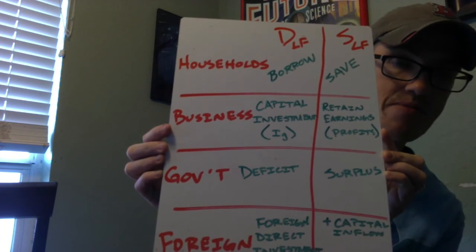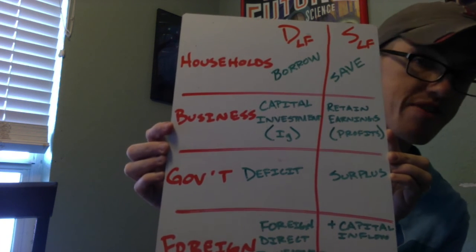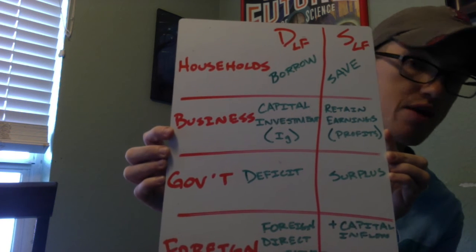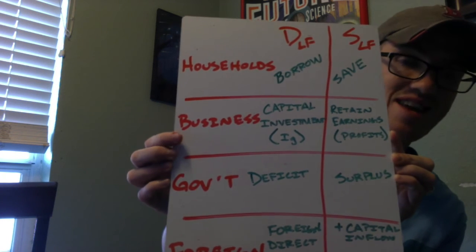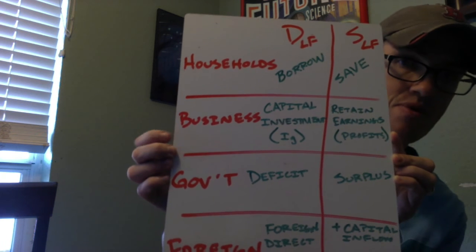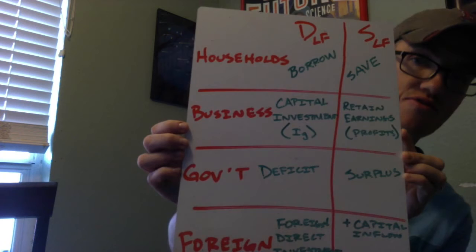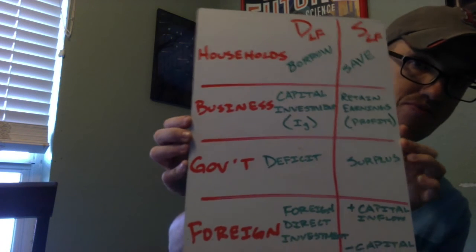Businesses borrow money. They borrow it for capital and investment to buy or build factories, machines, hire employees. That's that IG business spending. If they save money, we call it retained earnings. They're keeping their profits to themselves.